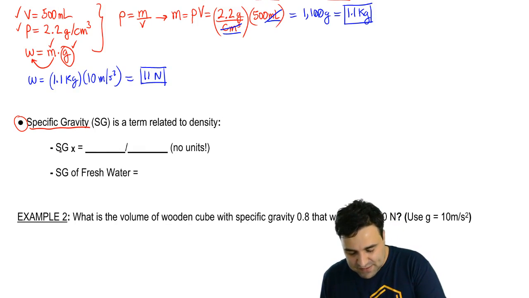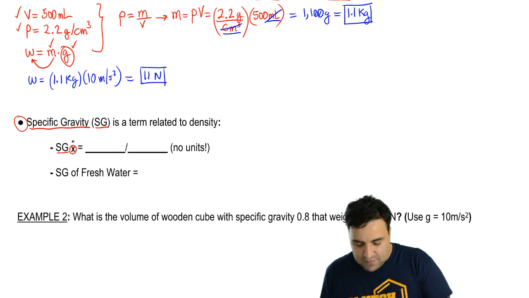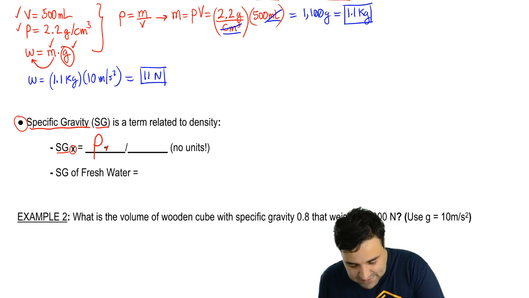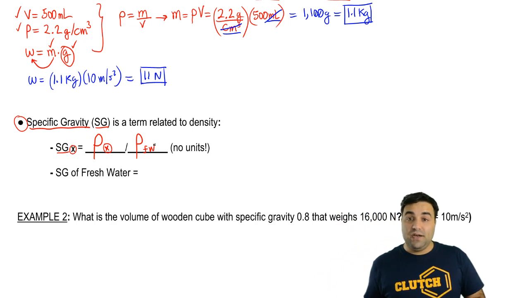So the definition of specific gravity, SG, so the specific gravity of something is the density, rho, of that something divided by the density of fresh water. And by the way, the density of fresh water is 1,000.